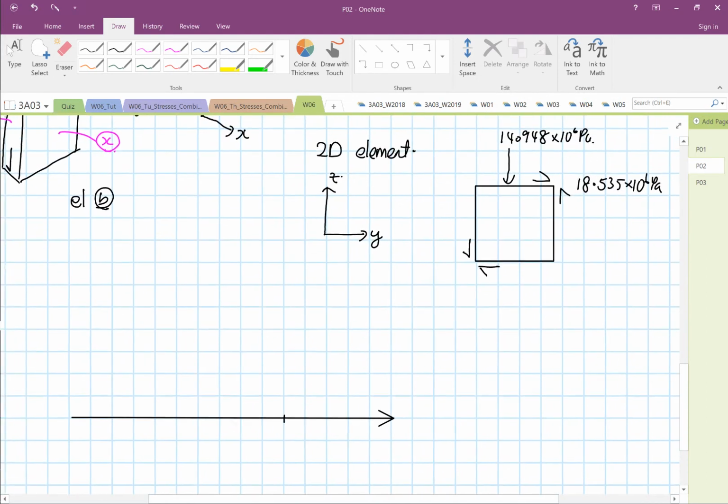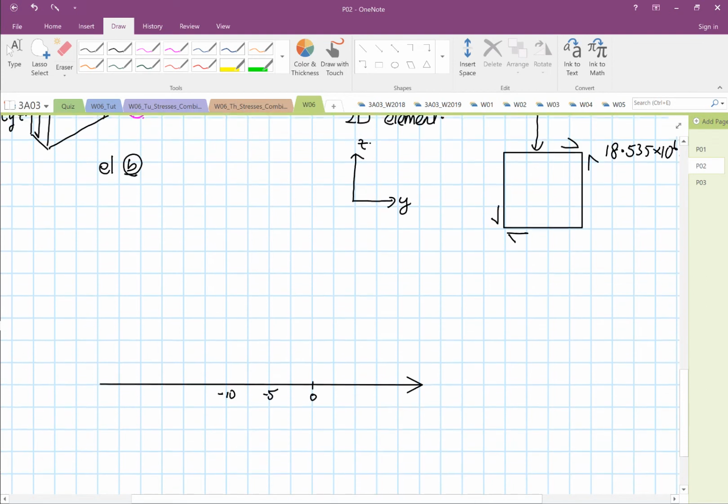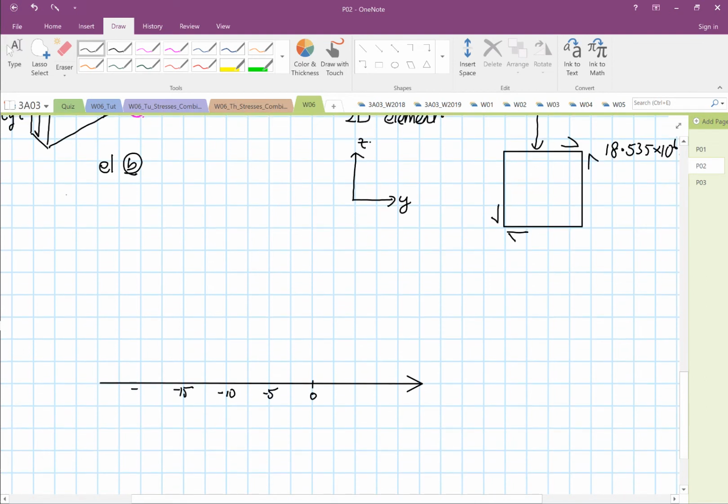So we get about 14. So I'm going to call this 0. So we're going to have 5, minus 10, minus 15, minus 20. So you're going to have 5, 10. I'm going to extend to 15. So this is normal stress. Let me go to 25 and 30 since we have space.